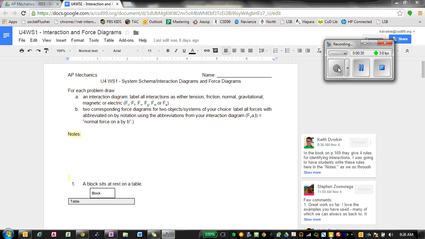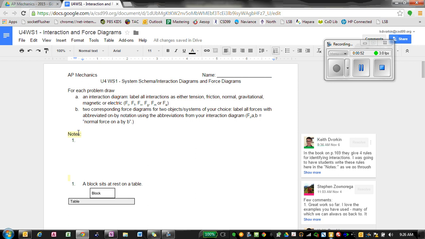So the tactic box on page 169 in your book describes these interaction diagrams, and I want to simplify these rules just a little bit and modify a couple so that these diagrams become more useful. So in the notes section, you can copy this stuff down onto your worksheet.